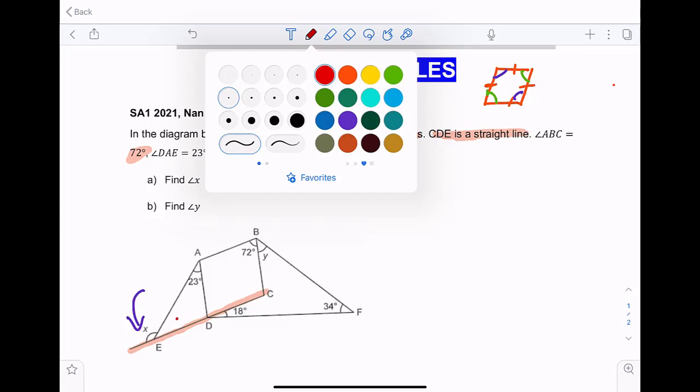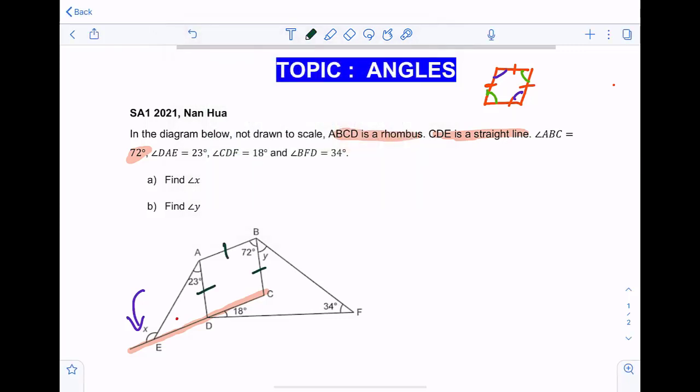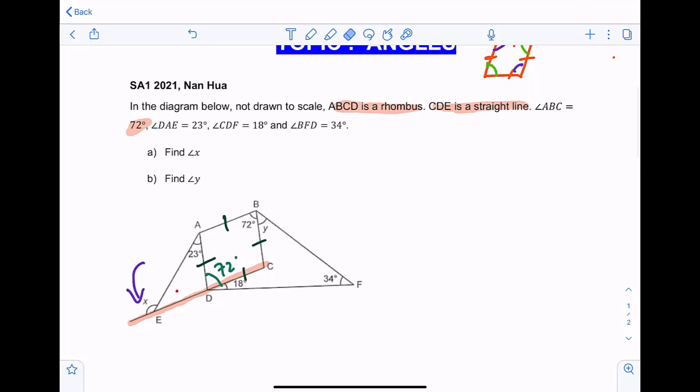Now before you start writing your steps, mark this out so that you know that all these lengths are the same, and whatever equal angles you have, you can put them down as well. So since this is a rhombus, 72 is here, looking diagonally across will be 72 as well. From here we can also find angle ADE, that's 180 minus 72, because you have angles on a straight line, that will give us 108 degrees.